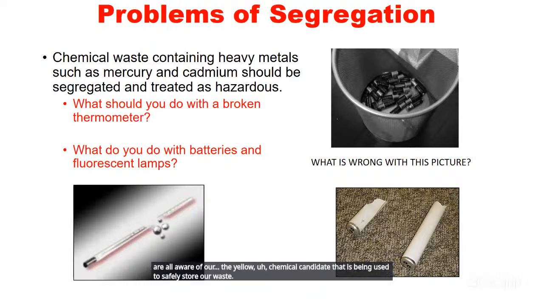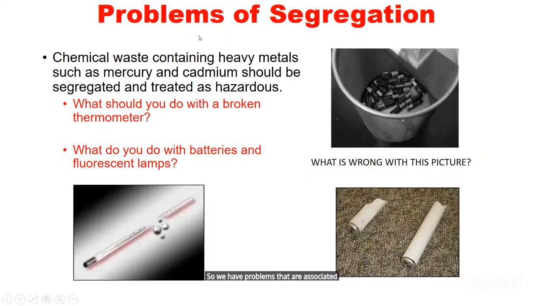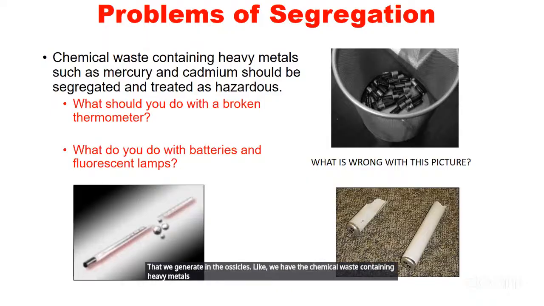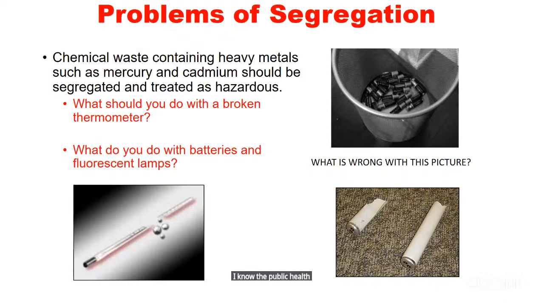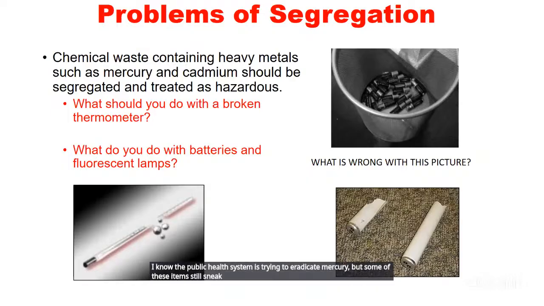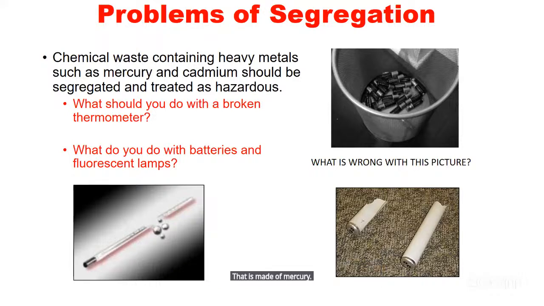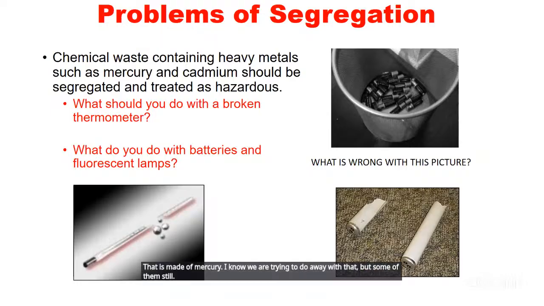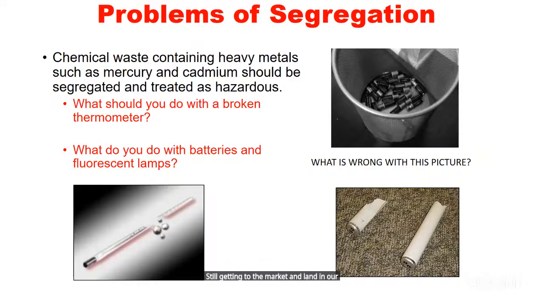So we have problems associated with some of the waste that we generate in hospitals, like chemical waste containing heavy metals. I know the public health system is trying to eradicate mercury, but some of these items still sneak into our hospital setup. So we really need to understand what to do when a thermometer made of mercury breaks. I know we are trying to do away with them, but some of them still get into the market and land in our hospitals, even through donations.